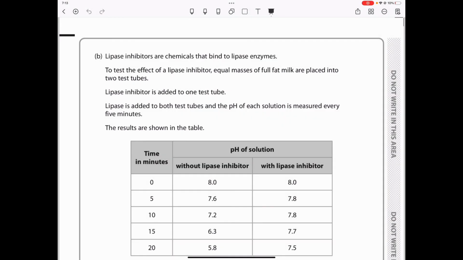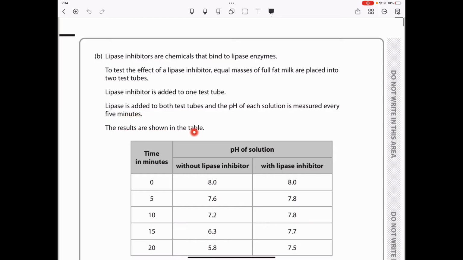Lipase inhibitors are chemicals that bind to lipase enzymes. To test the effect of a lipase inhibitor, equal masses of full-fat milk are placed into 2 test tubes. Lipase inhibitor is added to 1 test tube. Lipase is added to both test tubes, and the pH of each solution is measured every 5 minutes.